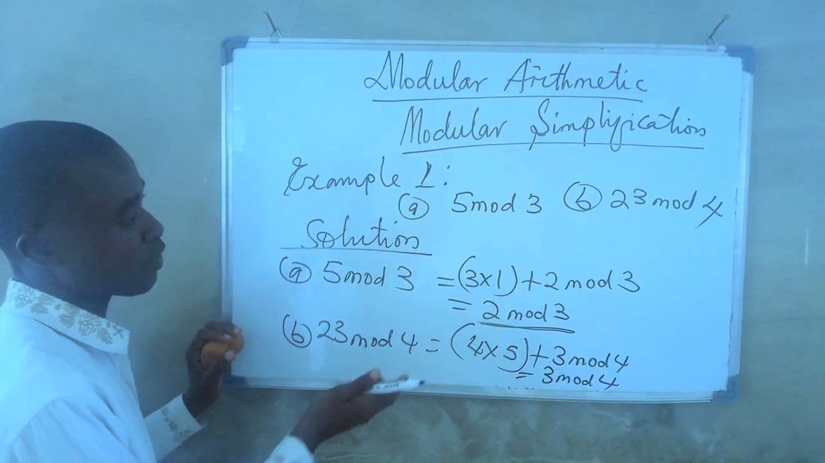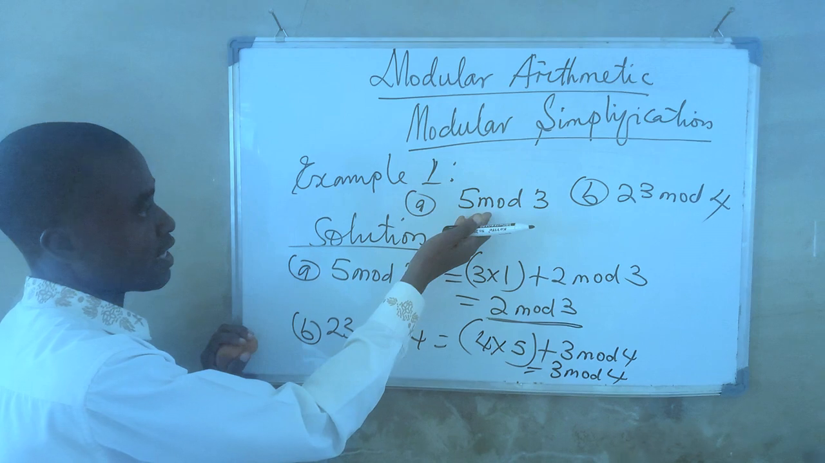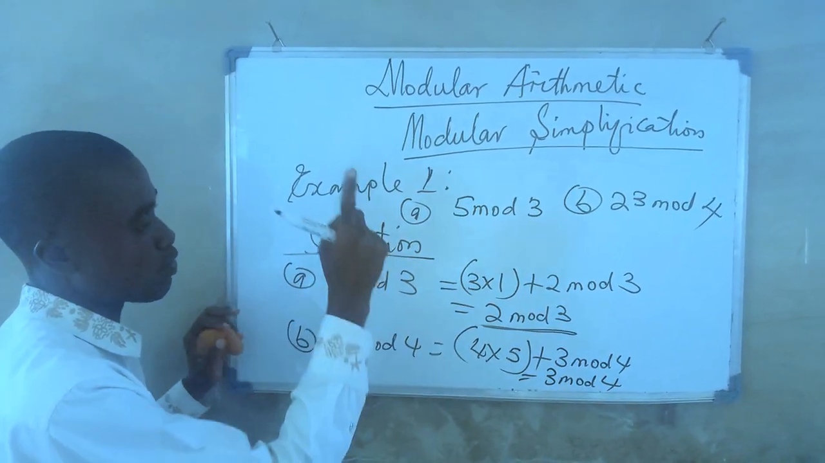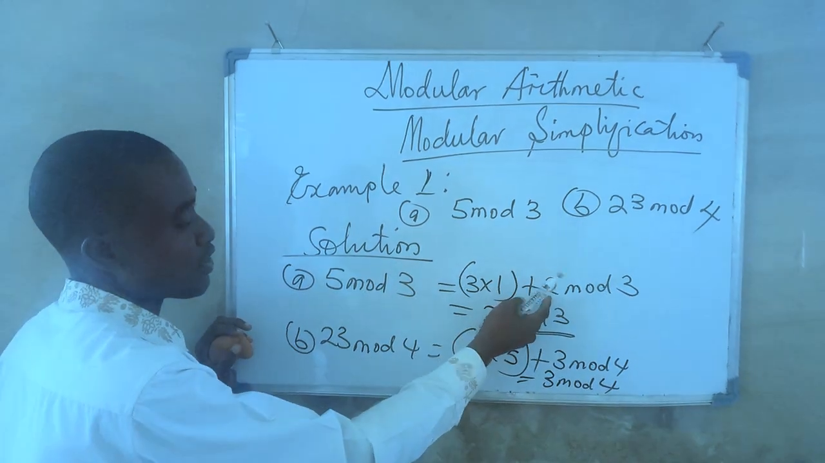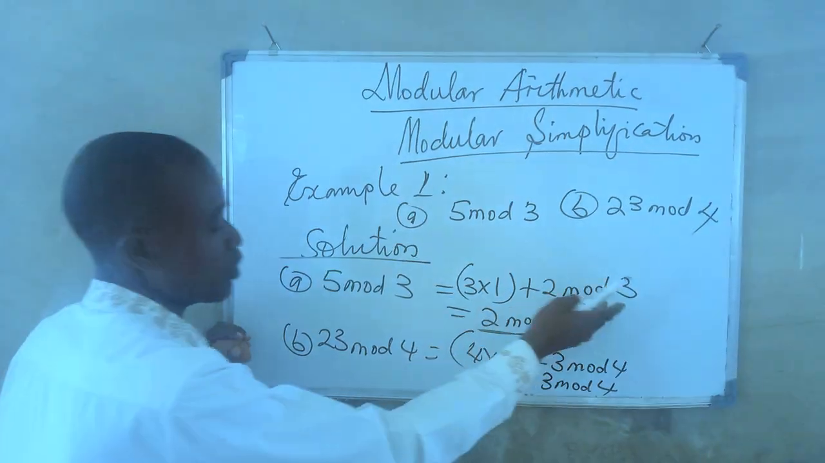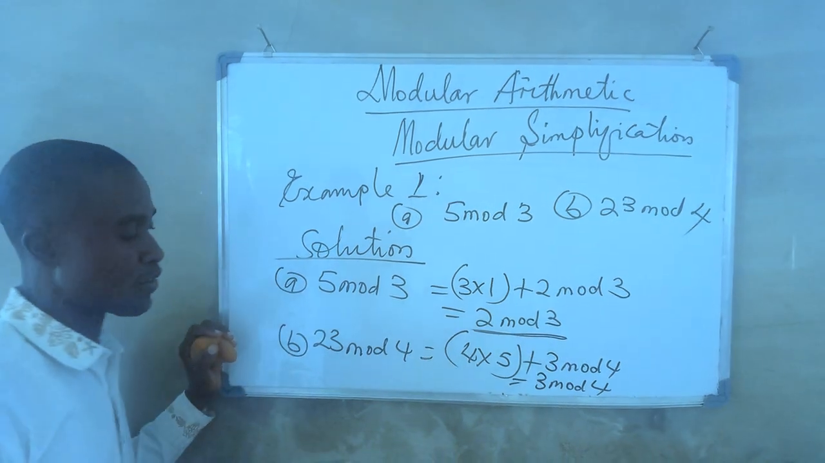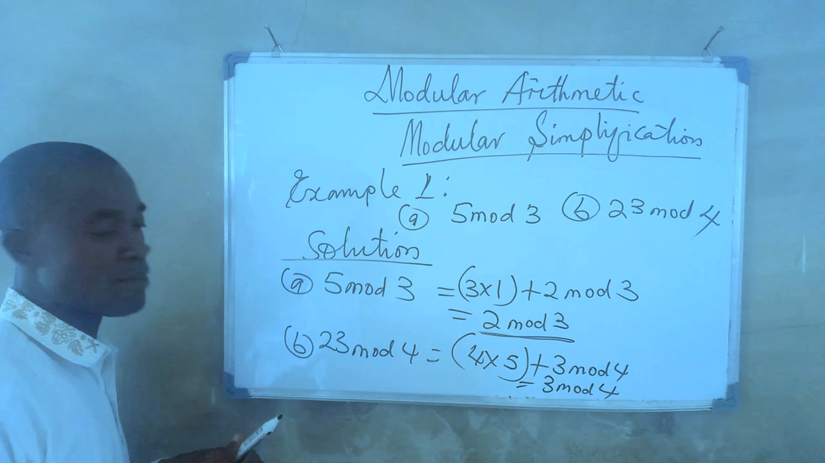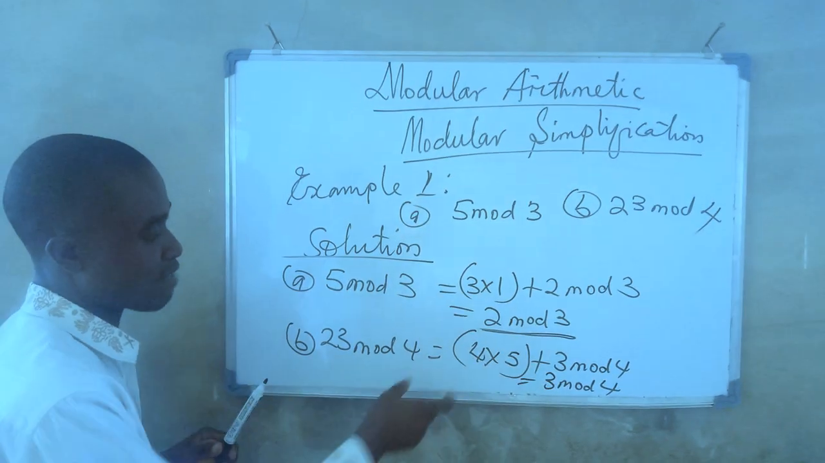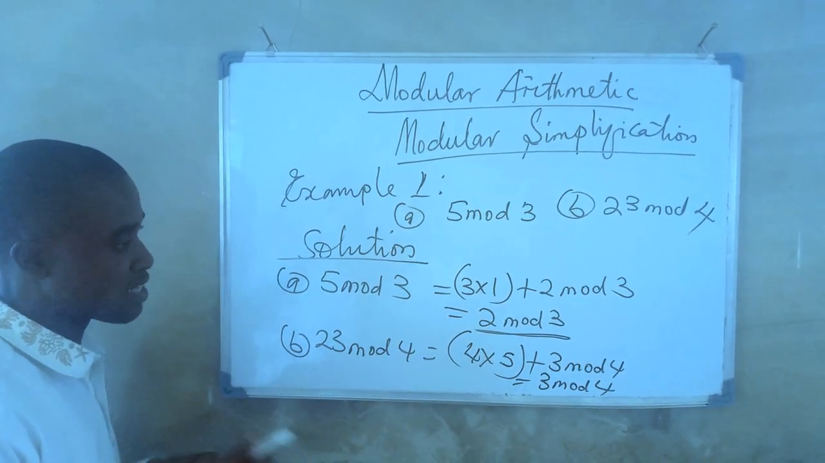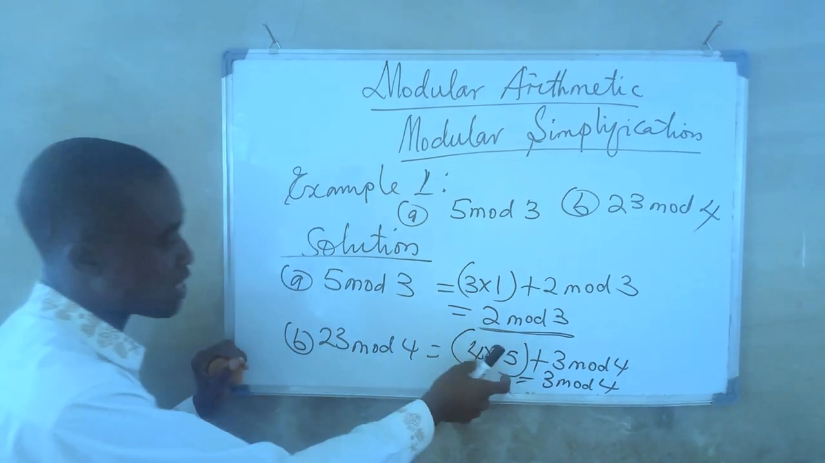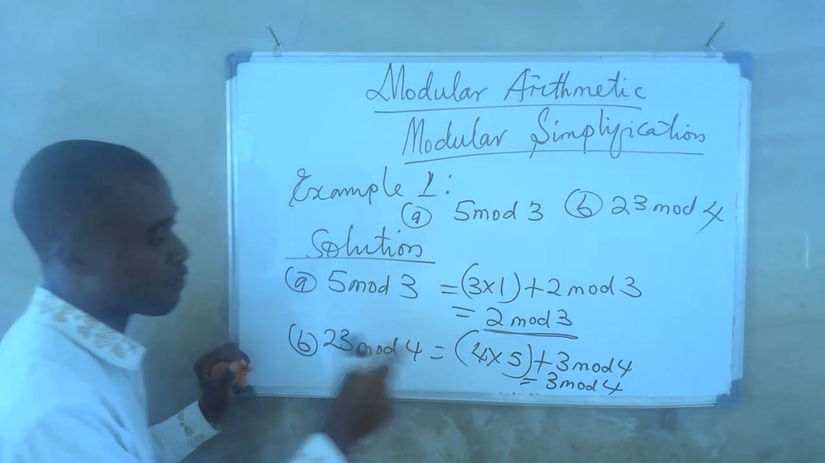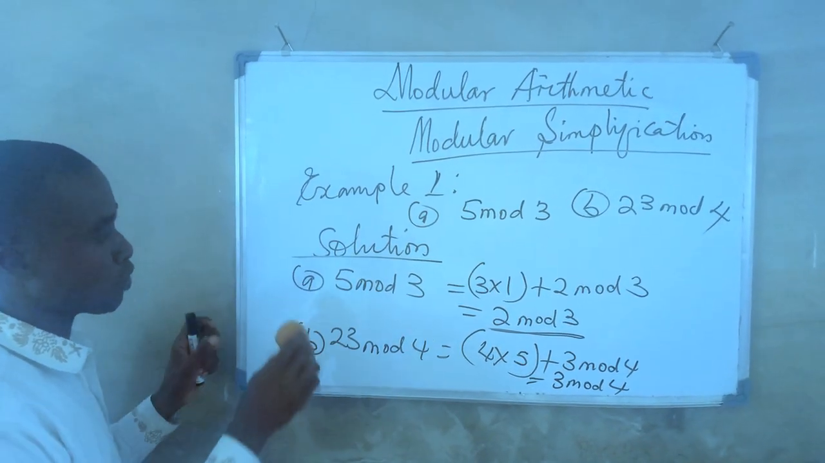I think this is okay. Look at what we said. We said that 5 modulo 3, you reduce. 3 goes into 5 how many times? 1 time, and then plus the remainder here, which is 2 modulo 3. So the answer remains the remainder. And then 23 modulo 4, that is 4 goes into 23 how many times? It goes 5 times. That is 4 times 5, giving us 20. And then what will you add to 20 to give 23? That is 3, and then the modulo. So the answer remains 3 modulo 4.